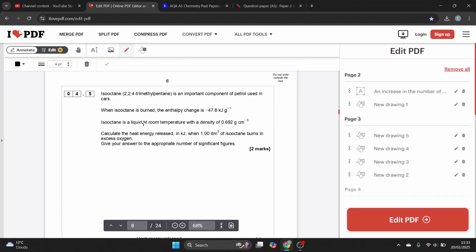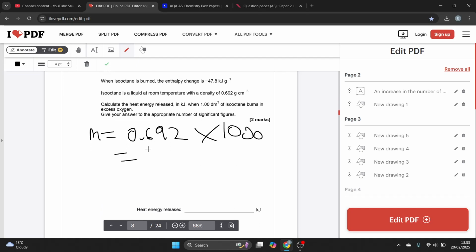Isooctane, a component of petrol, when it's burnt, has this enthalpy. Calculate the heat energy released from this much of that. So what I can say is, for the heat energy released, I can say the mass equals 0.692 times 1000, because 1 dm cubed is 1000 centimeters cubed, which is 692 grams.